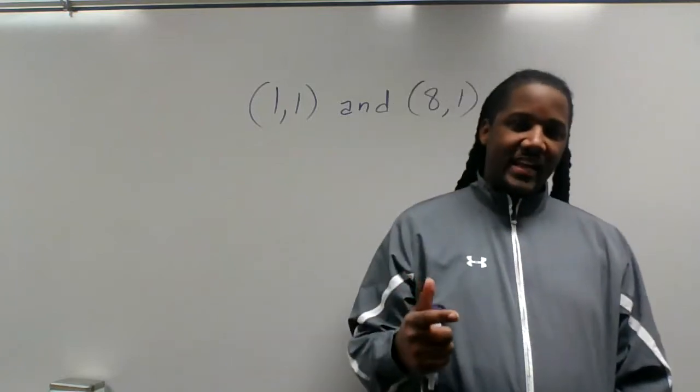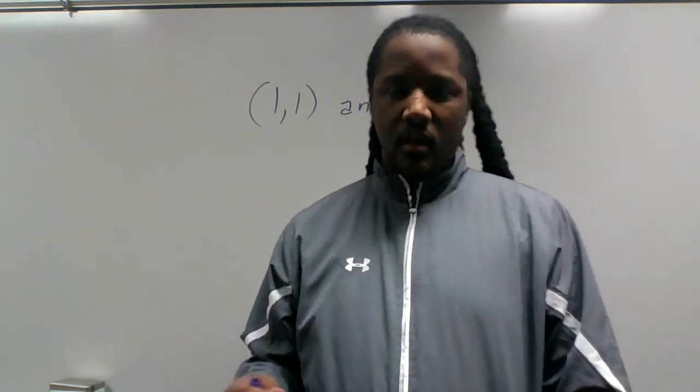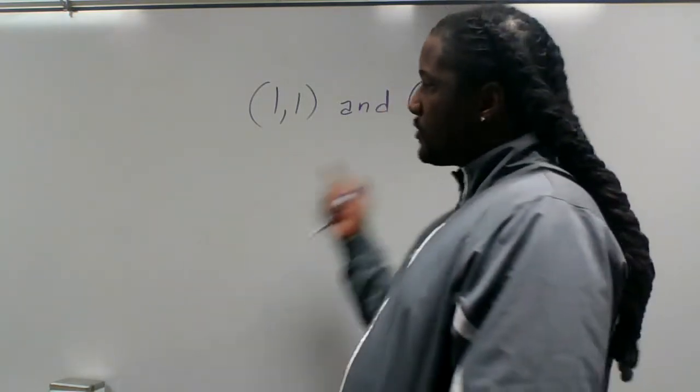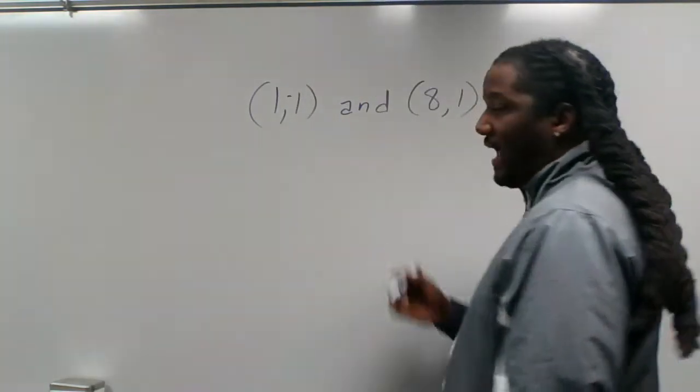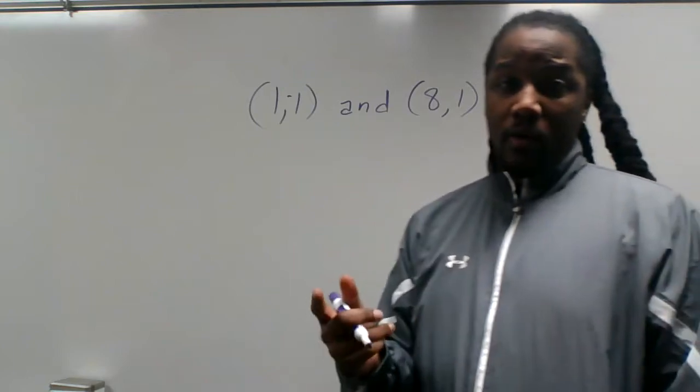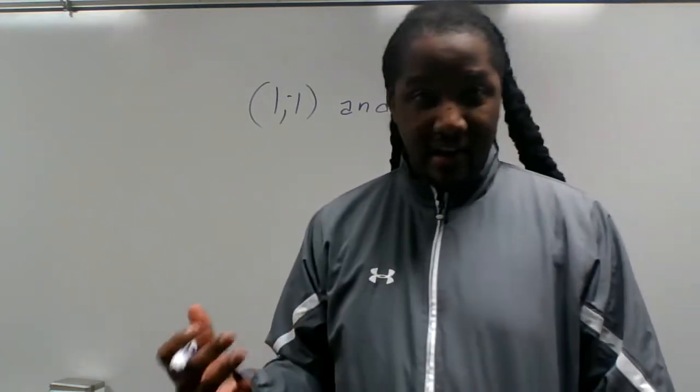The question for today is: what is the equation of the straight line that goes through these two points, (1, -1) and (8, 1)? The first thing we need to do is find our slope, so we're going to use our slope formula.